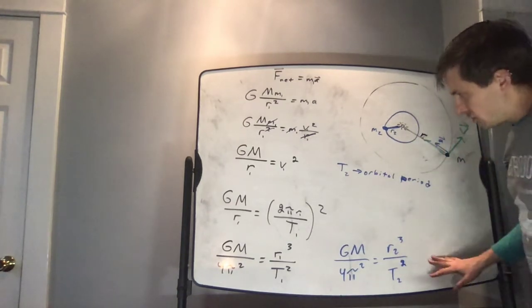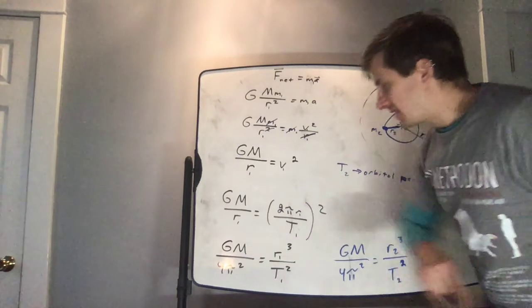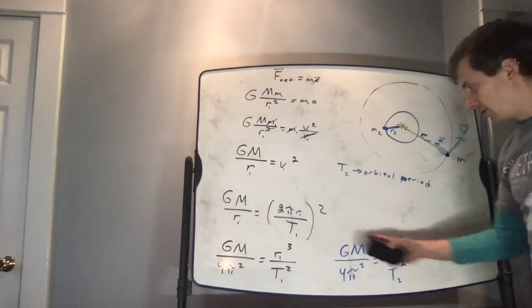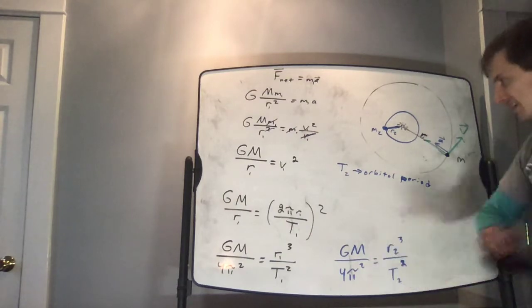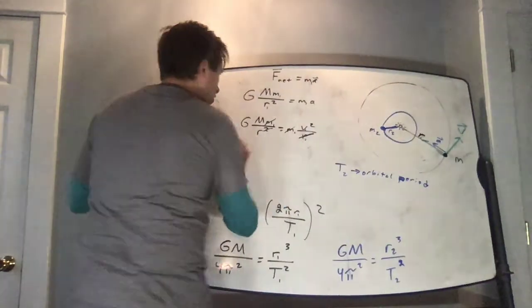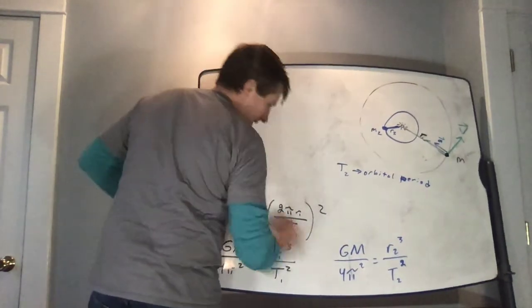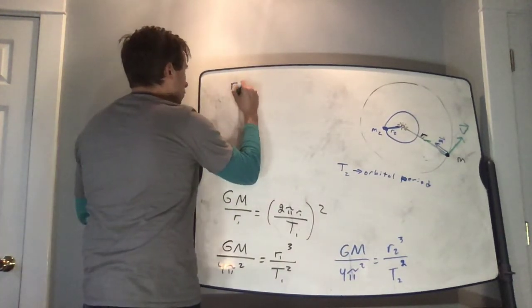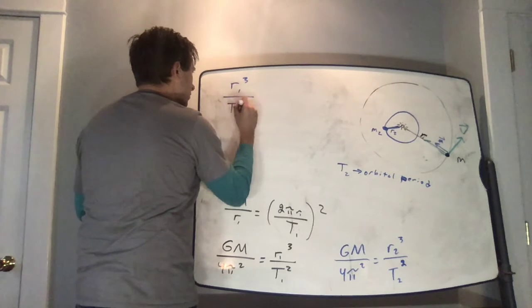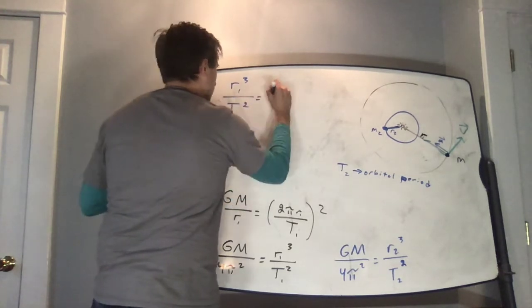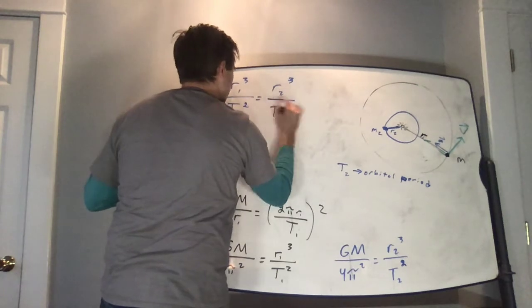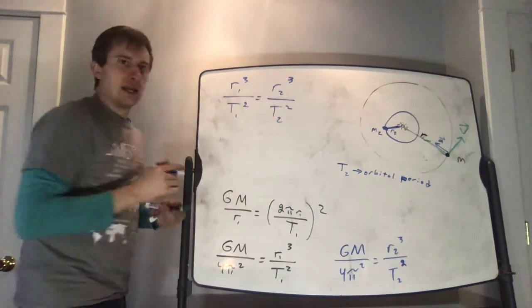Now, if I want to, I recognize the left-hand side of this equation is just going to be a constant. The left-hand side of this equation is that exact same constant. So I could then write this as R1 cubed over T1 squared equals R2 cubed over T2 squared.